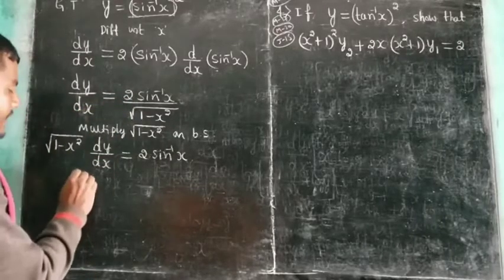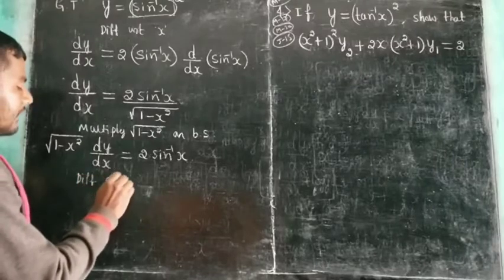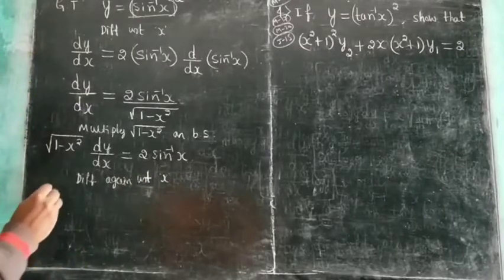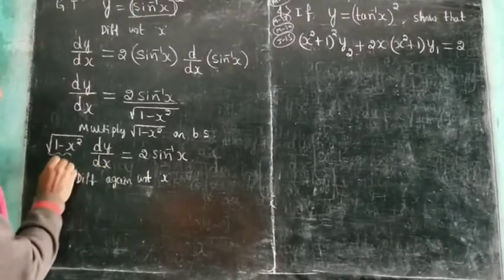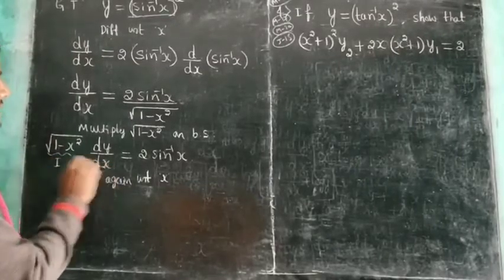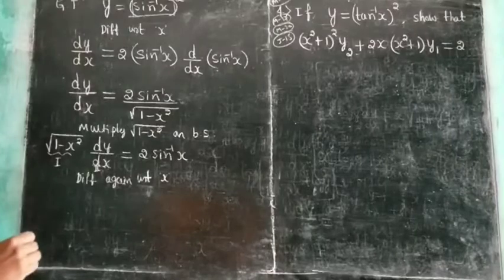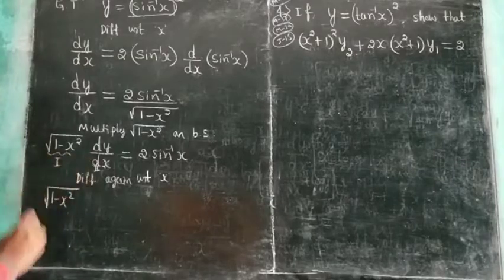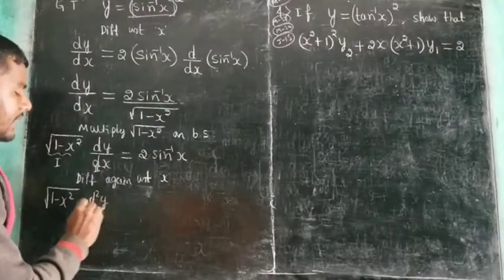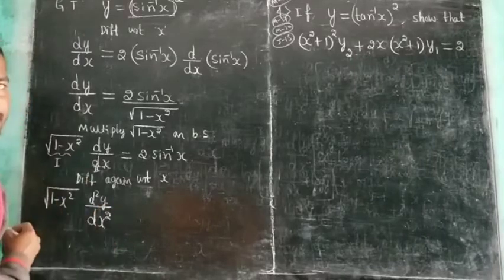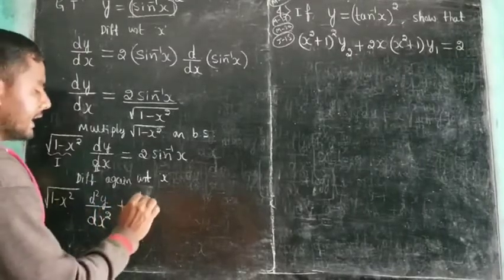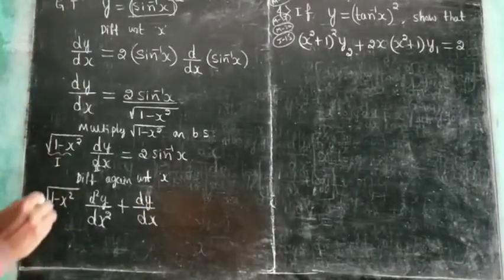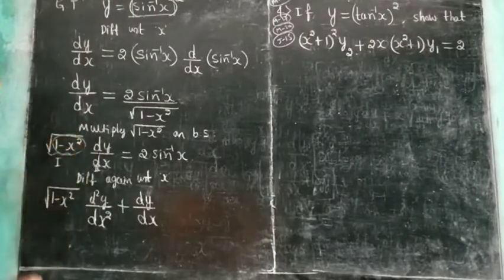In the next step, differentiate again with respect to x. In the left hand side we have a product of two functions. First function is root of 1 minus x square, second function is dy by dx. So by using product rule, take root of 1 minus x square as it is. Write the derivative of dy by dx, that is nothing but d square y divided by dx square, plus take dy divided by dx as it is. Write the derivative of root of 1 minus x square. Consider 1 minus x square as dabba.